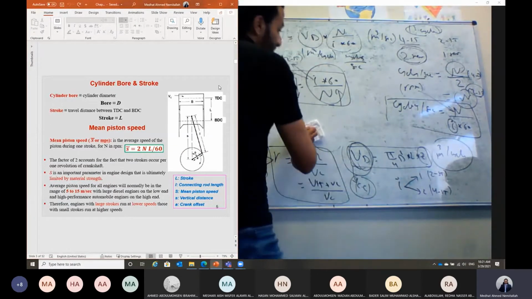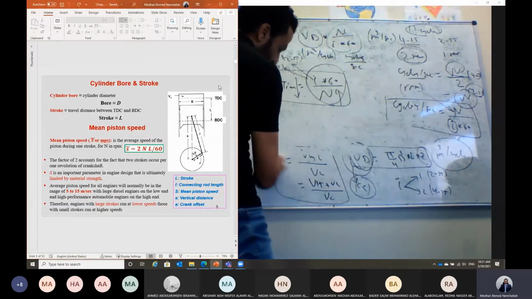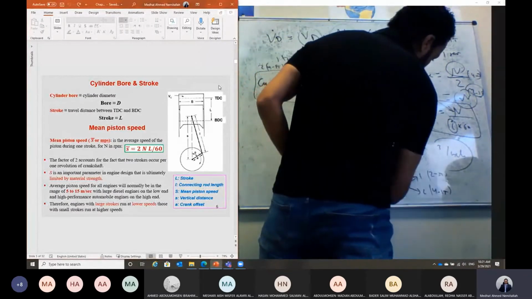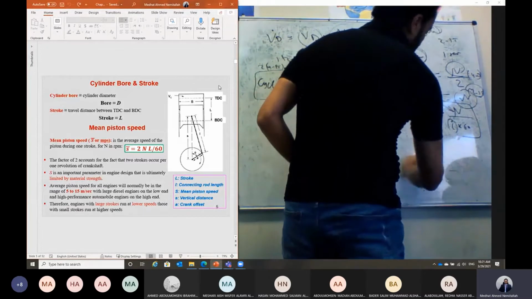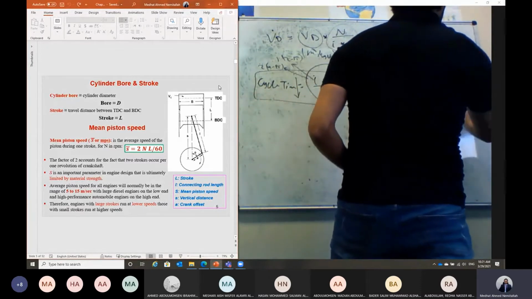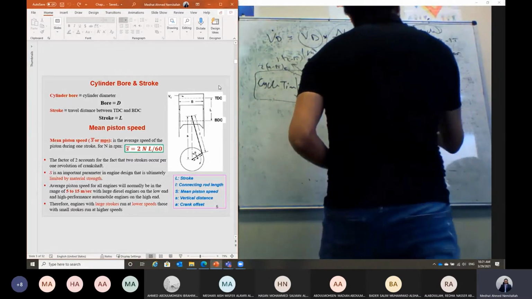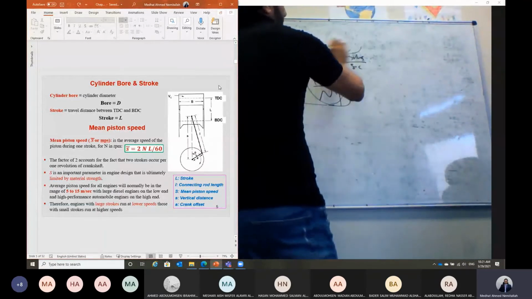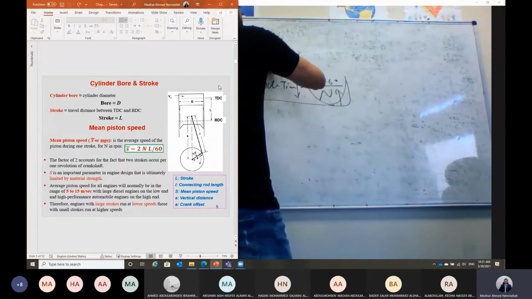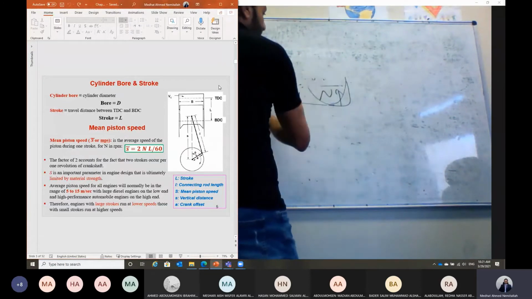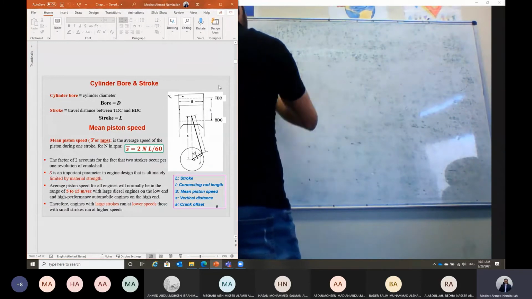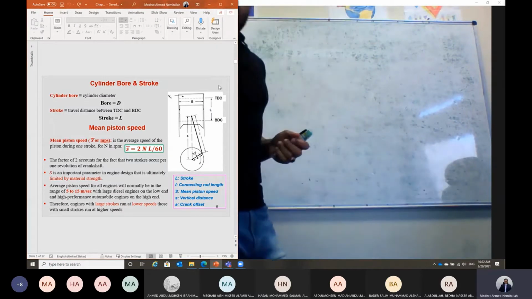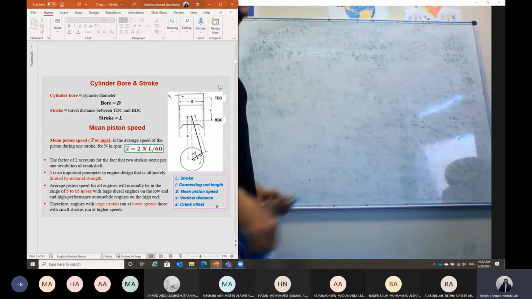So we have another very important parameter of the engine, which is the mean piston speed, the average speed with which the piston is traveling inside the cylinder. We call it the mean piston speed. But is piston speed constant as a function of time? Is the speed of the piston fixed at a given value, or is it variable while the piston is moving inside the cylinder? Is it fixed or variable?